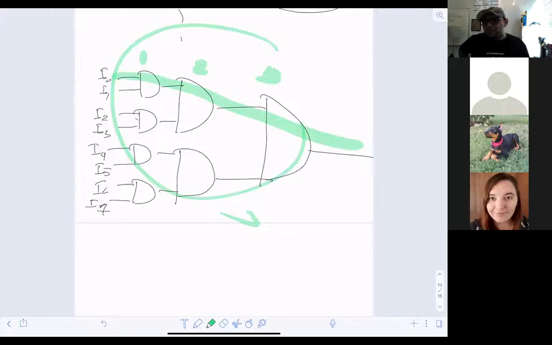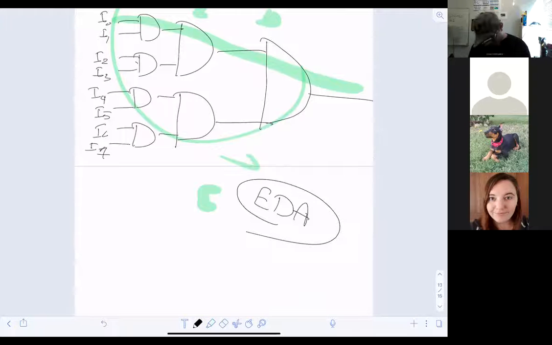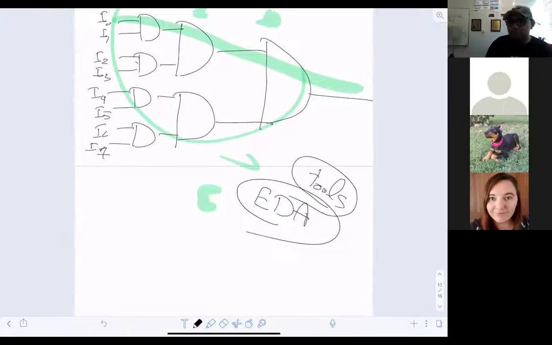Yeah, I understand your point. The problem is that this is logic, it's not math. So when the mathematics joins the logic, you're going to work on something called EDA tools, and that actually uses something called a genetic algorithm.